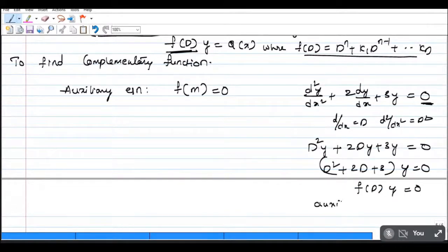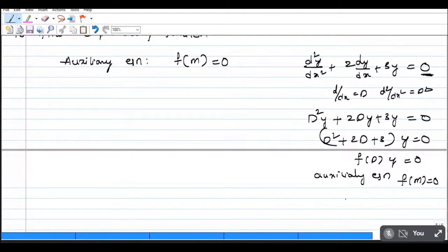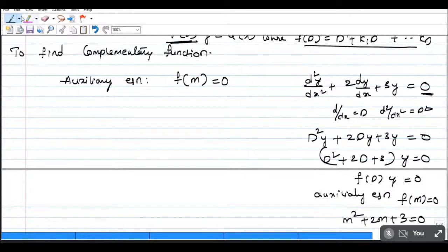What is the auxiliary equation? The auxiliary equation is f(m) = 0. Replace D by m. The auxiliary equation is m^2 + 2m + 3 = 0, and find the roots of this equation. Depending on the roots, we will write the complementary function. First write the auxiliary equation. Is it clear?